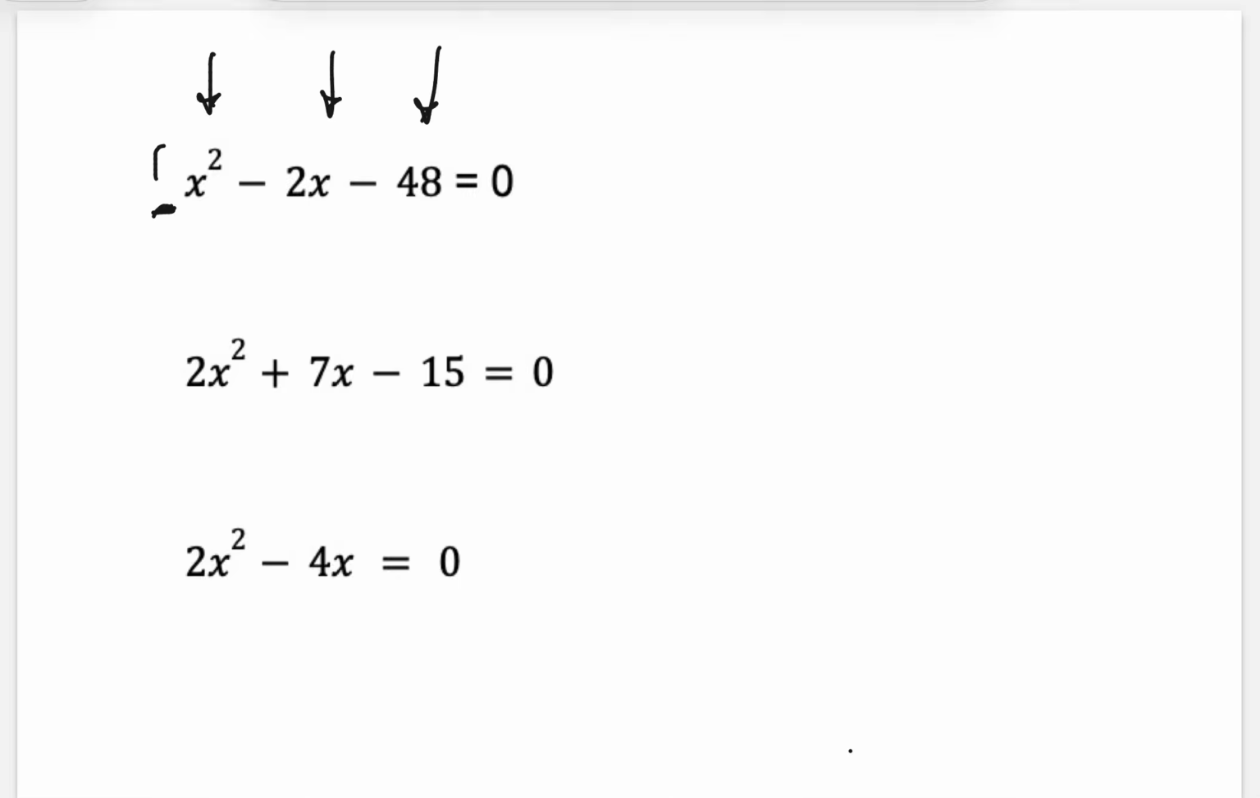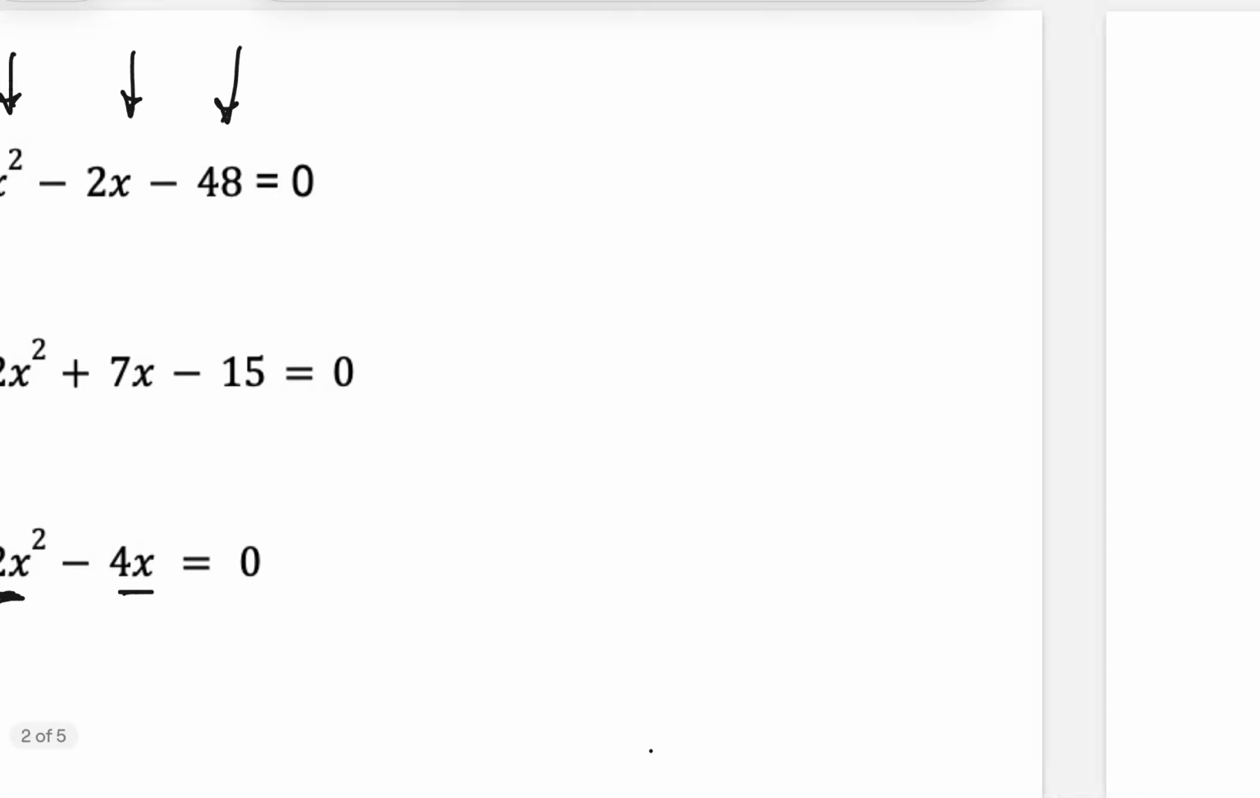The second one, we have a 2 in front of the x squared, which means it's still a trinomial, but we have to deal with that too. And the third one, you'll notice we have an x squared and an x, and then we don't have that constant that the other 2 have. So we're going to talk about that one last, of how we would factor that.